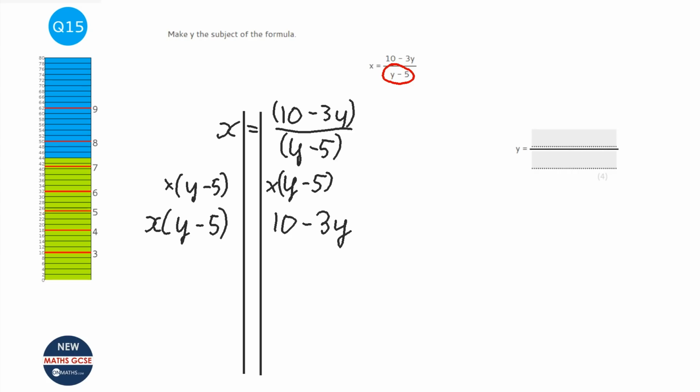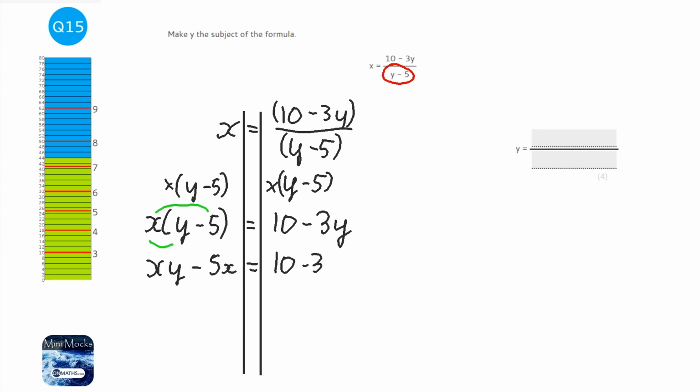Now I said there were two things you've got to get rid of. The first one's fractions, the second one is brackets. You've got to break them open. So we're going to times out these brackets. So we're going to have xy minus 5x. And the right hand side hasn't changed at all, it's just 10 minus 3y because we haven't done anything to both sides.